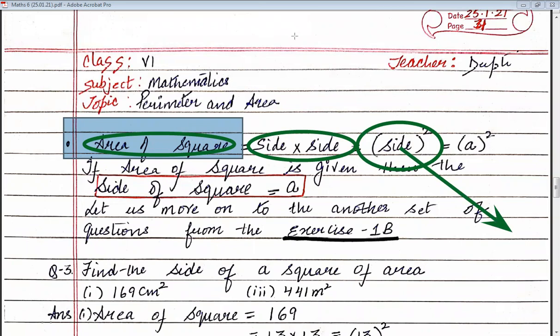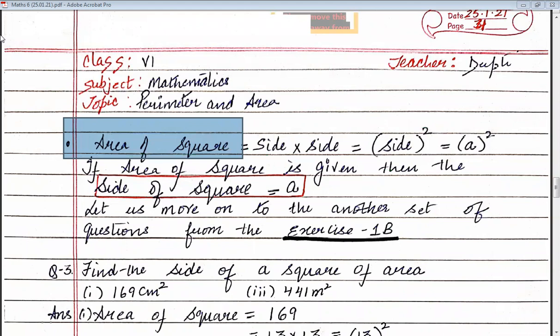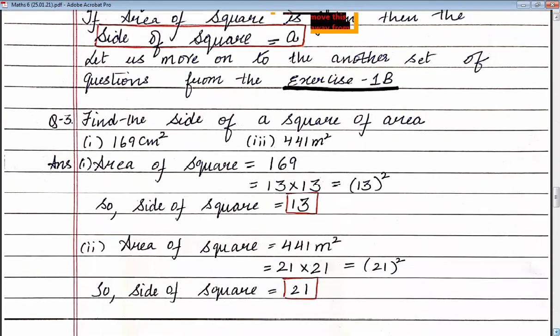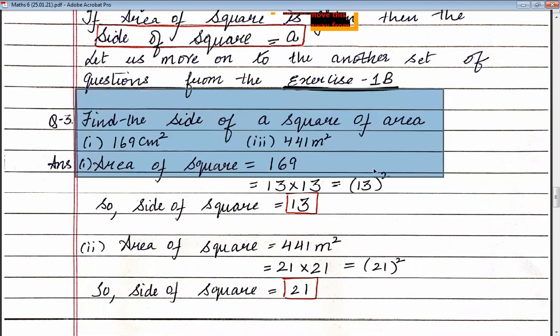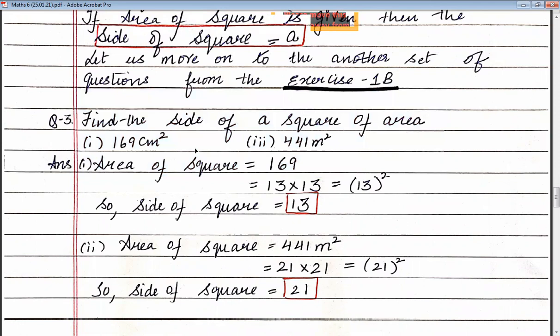Let's move on to our question number 3. You will be more clear with question number 3. Now children, look at this question. Find the side of a square of area 169 centimeter square. You are given the area, and the area is 169 centimeter square.